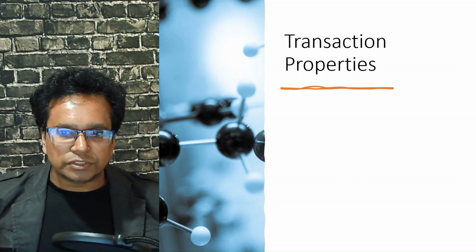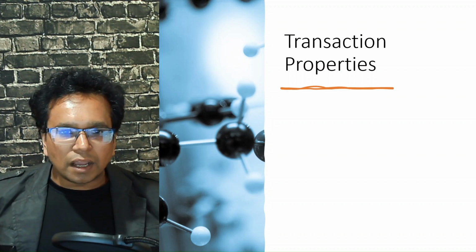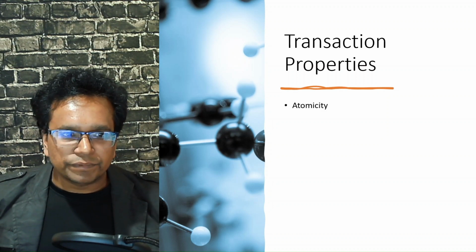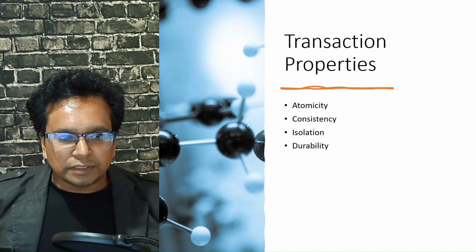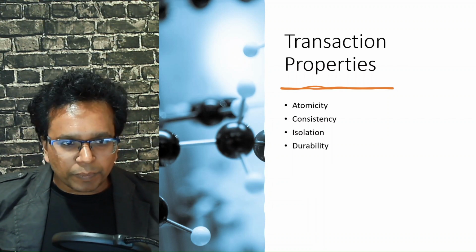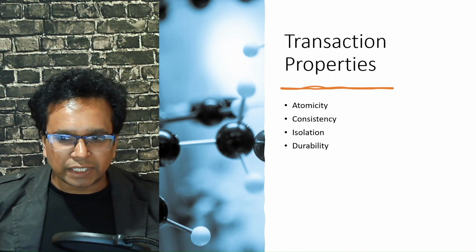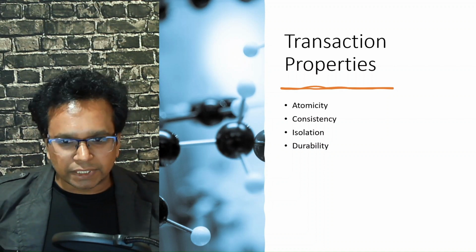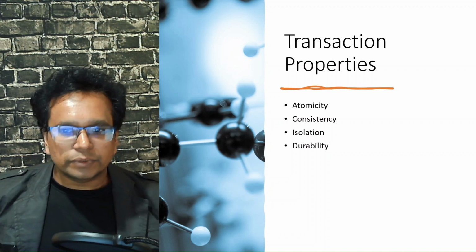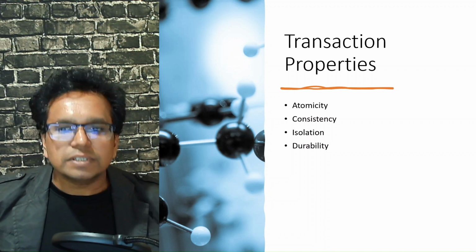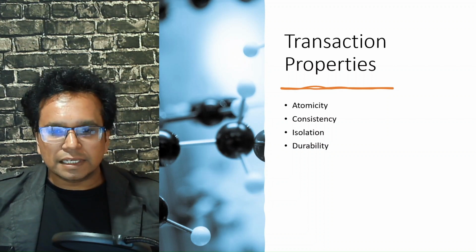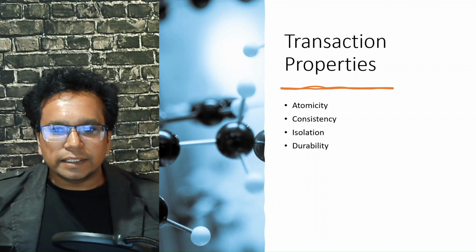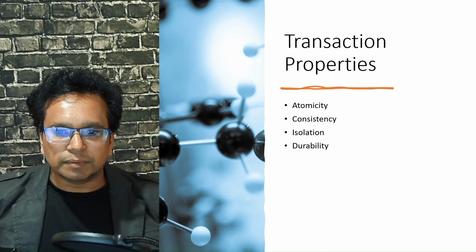The key transaction properties are atomicity, consistency, isolation and durability. These four properties form an acronym called ACID properties, and together these properties ensure that transactions are executed reliably and consistently, maintaining the integrity and consistency of the database.